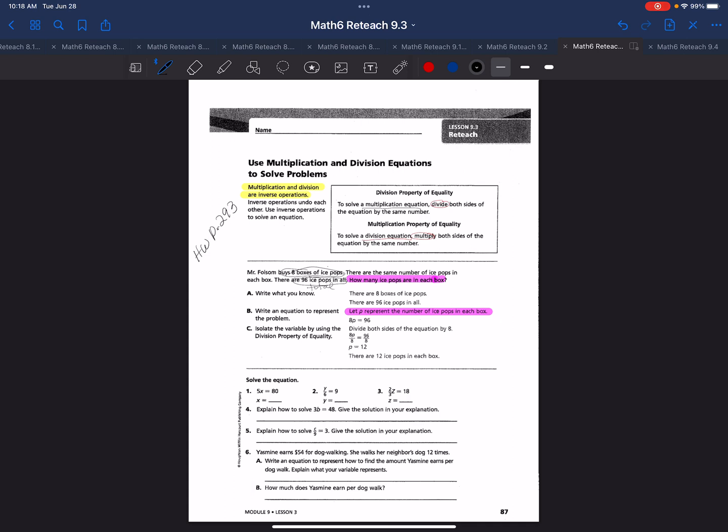Step 3, we need to go ahead and write that equation here. So we have 8P equals 96. That's 8 times P. Remember, when the coefficient is right next to the variable, that's multiplication. So the opposite of multiplication is division. So I'm going to divide both sides by 8. 8 divided by 8 is 1, and 96 divided by 8 is 12. So there are 12 ice pops in each box.